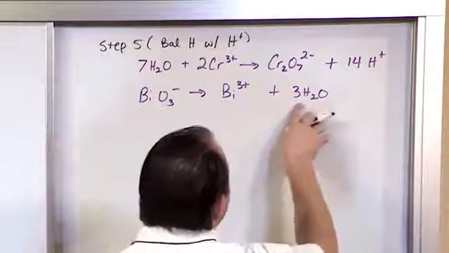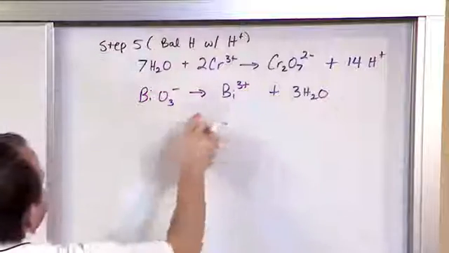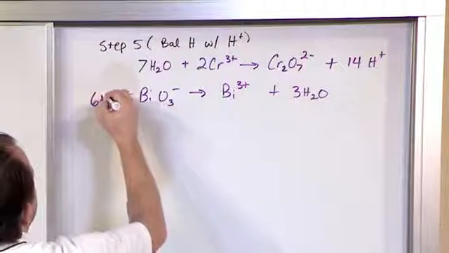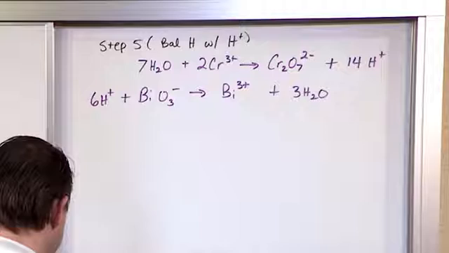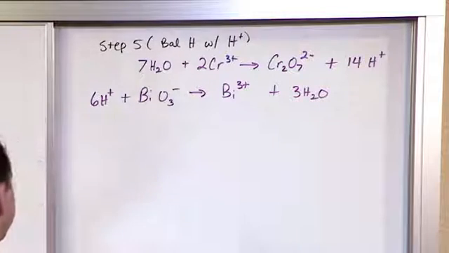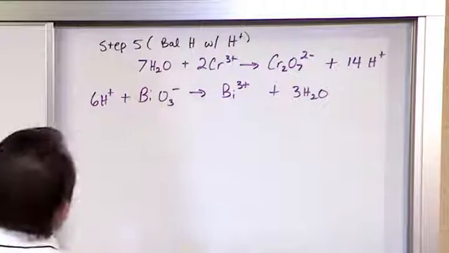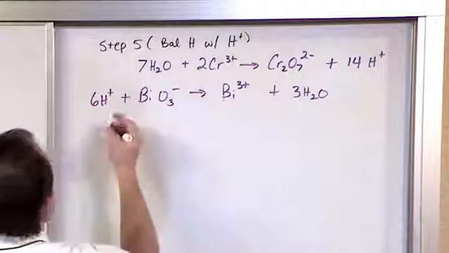And then I look here, I have 6 hydrogens over here, I have nothing else. So the only way to balance that is 6 hydrogen ions on the left-hand side. All right, so we are done. We have balanced the hydrogens with hydrogen ions. Okay, so that was step 5.